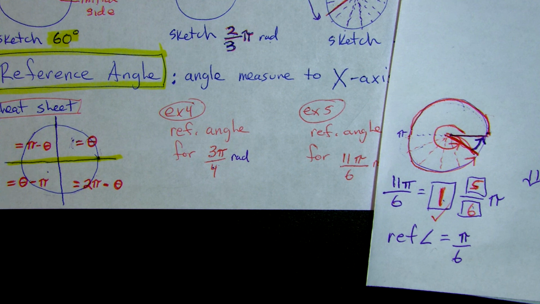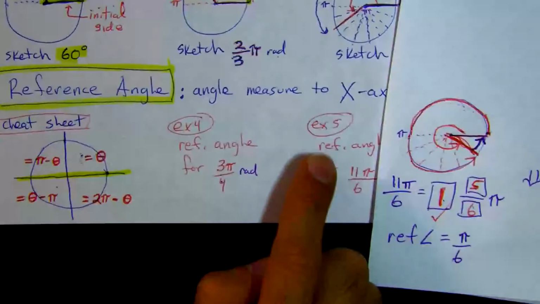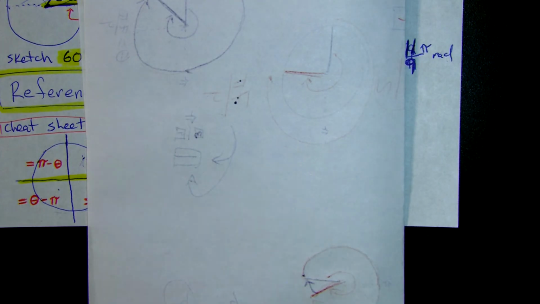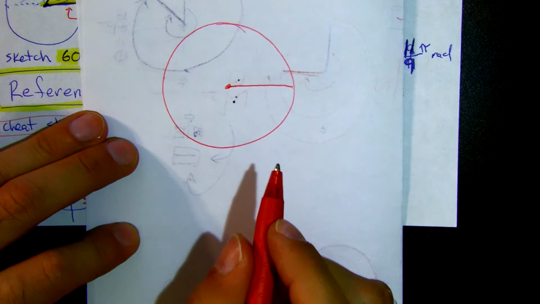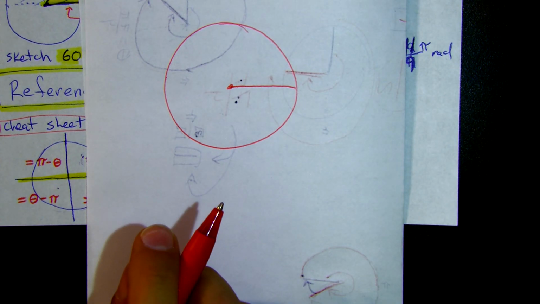See, now I don't know how to make a hard one here because we're pretty good at this. Let's do 7 pi over 6. Find the reference angle for 7 pi over 6, if that's my theta.